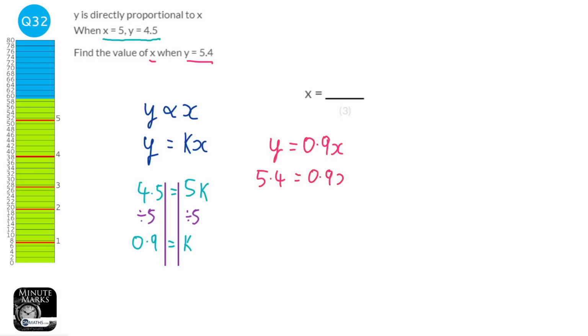So to find the value of x when y is 5.4, I'm just going to replace y with 5.4, and just a matter of solving again. So get my lines in, and what I'm going to do is just divide both sides by the 0.9 to find out what x is.